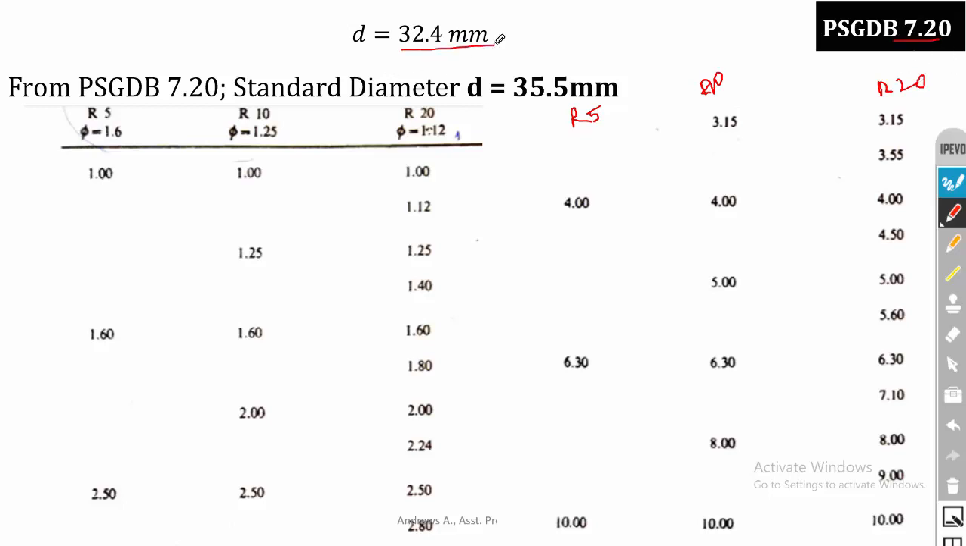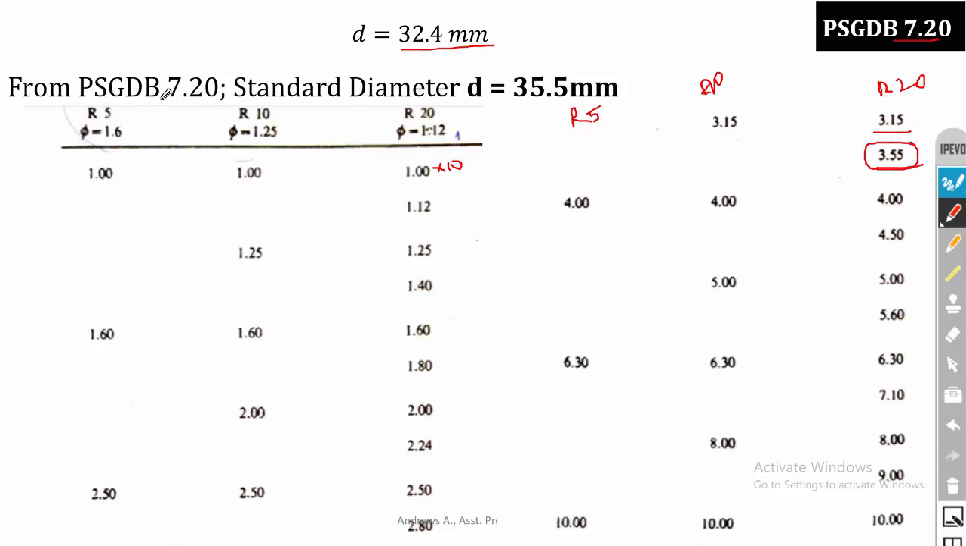So 32.4 comes under the second one. You just multiply 10 with this, so you will get 10, 11.2, 12.5, just like that. And for 32.4, here you have 31.5 and 35.5. So we have to select the next standard diameter, that is 35.5.